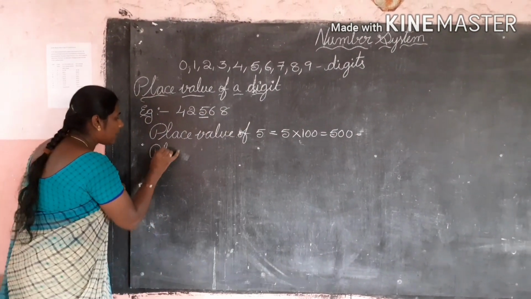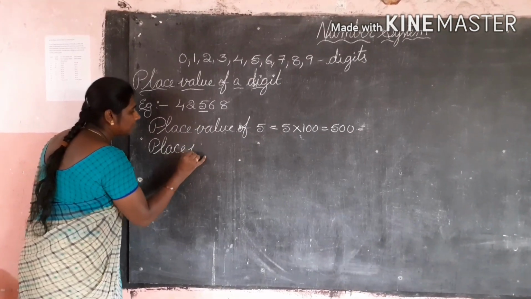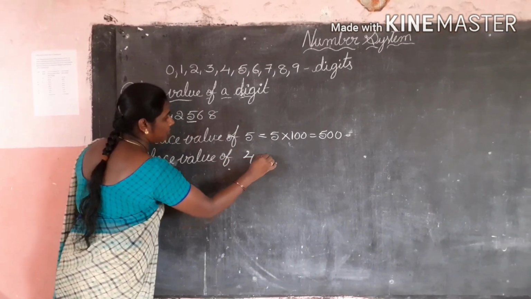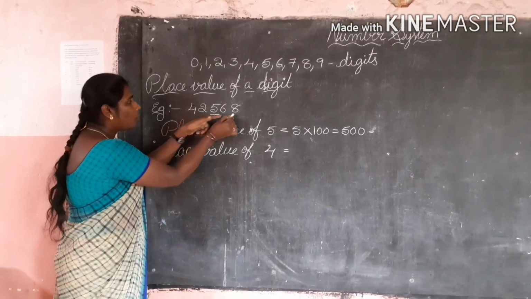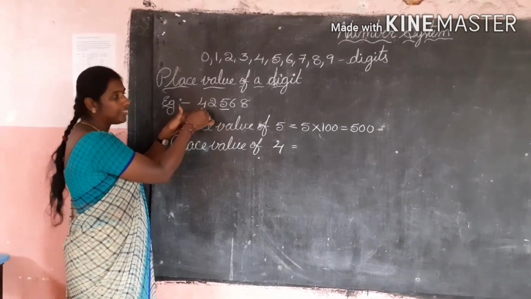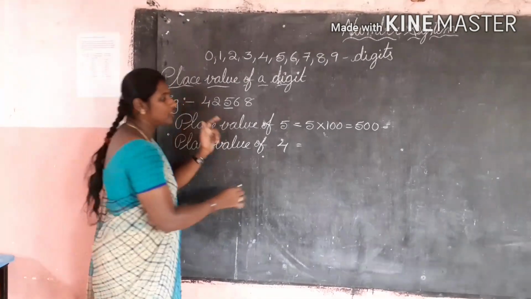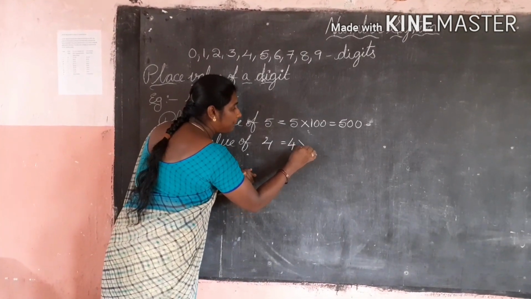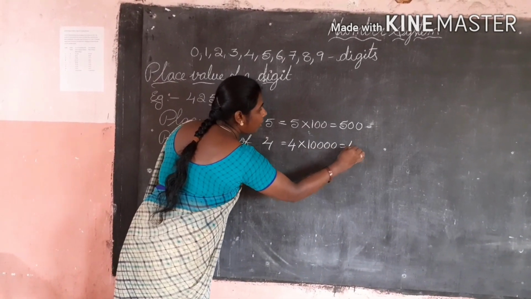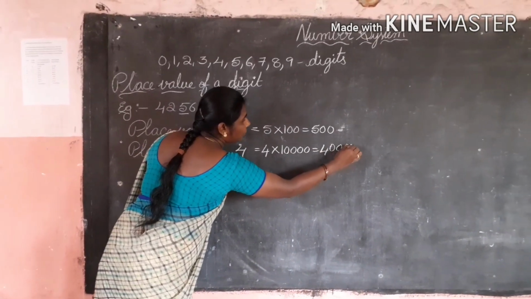Next, the place value of 4. Here, ones, tens, 100, 1000, 10,000. The 4 is in the 10,000 place. Then we have to multiply the given number with 10,000. 4 into 10,000 is 40,000. This is the place value.